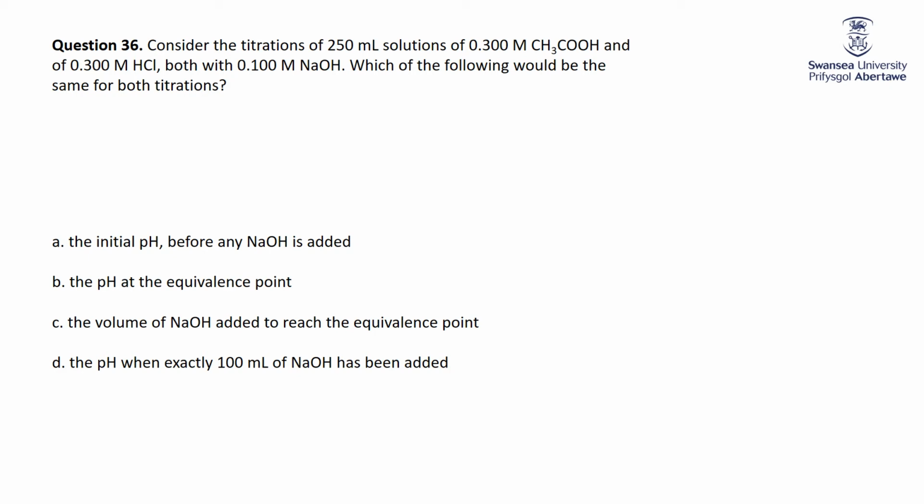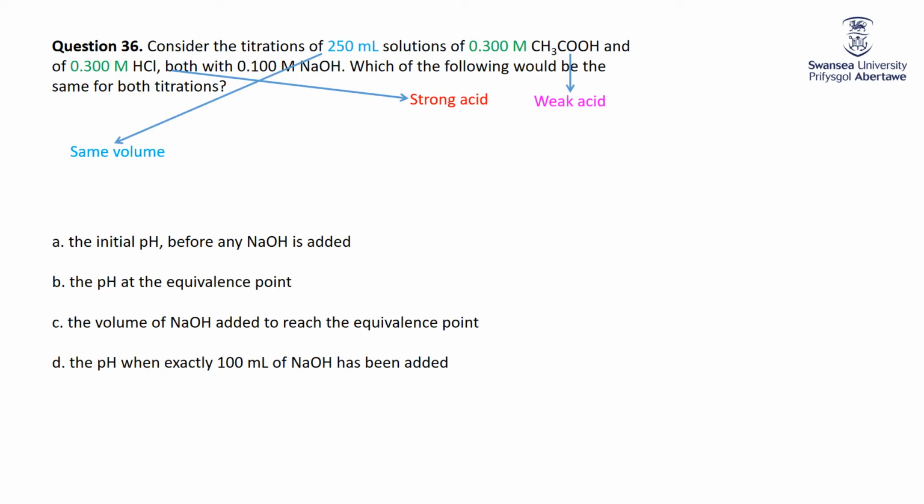Consider titrations: 250 mL of 0.3 molar CH3COOH, that is a weak acid, and HCl, that is a strong acid, titrating both with 0.1 molar NaOH. Well, let's think about what we know about these things. We've got the same volume and the same concentration, so we have the same number of moles. Now, a strong acid is, of course, much lower pH than a weak acid, so the initial pH is not going to be the same.